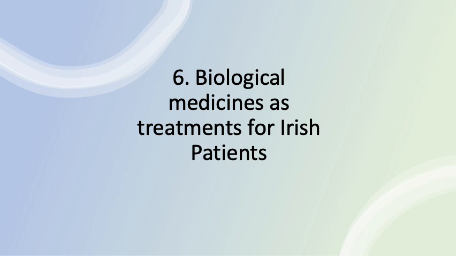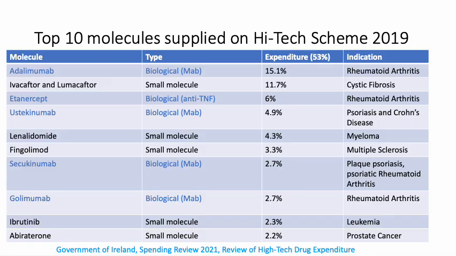Biological medicines as treatments for Irish patients. If you look at any list of the top 10 molecules supplied in Ireland, for example from the high-tech scheme in 2019, which was published as part of the government spending review in 2021, you can see that there is a large number of biological molecules listed. And the percentage of the budget is shown on this slide, along with the indication.